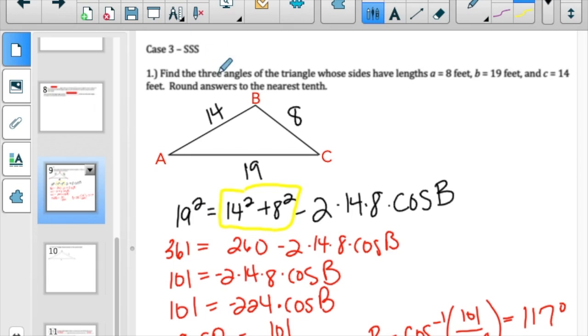So again, once you get 117 here, now you have an angle across from a side. I don't have to use this ginormous equation again. What could I use? Law of sines. So the sine of 117 over 19 could equal, we could do sine of A first, sine of A over 8.